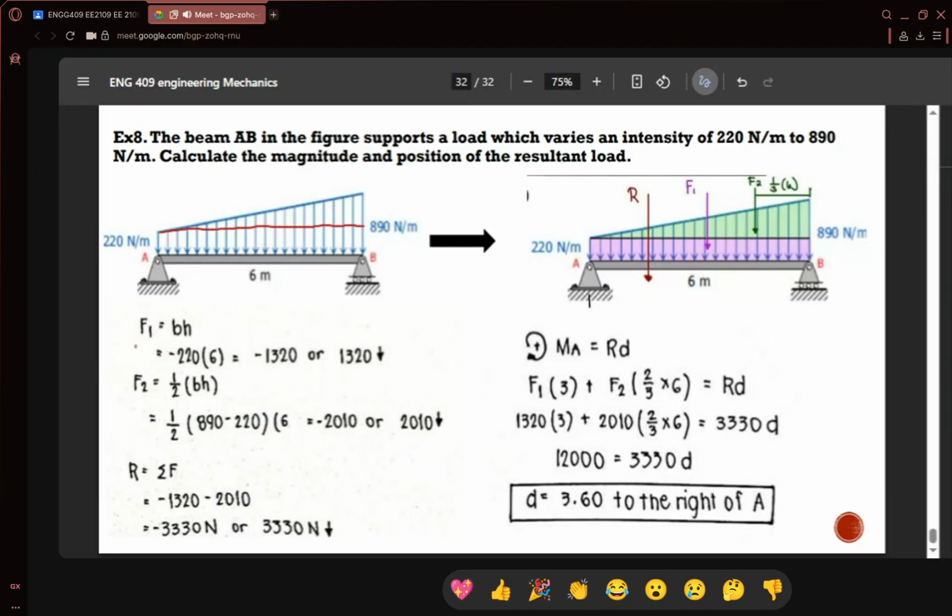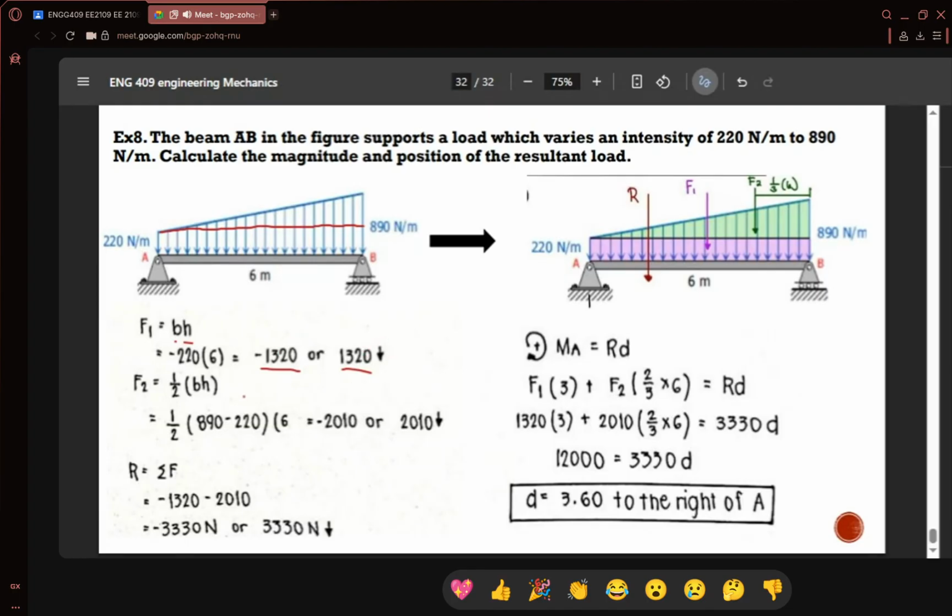So for F1, you have base times height. Your base here is your 6 meters, and then your height is your 220, is that right? Okay, so 220 newtons per meter. And that's going downward, so that's negative. So that is 1,320 newtons going downward.